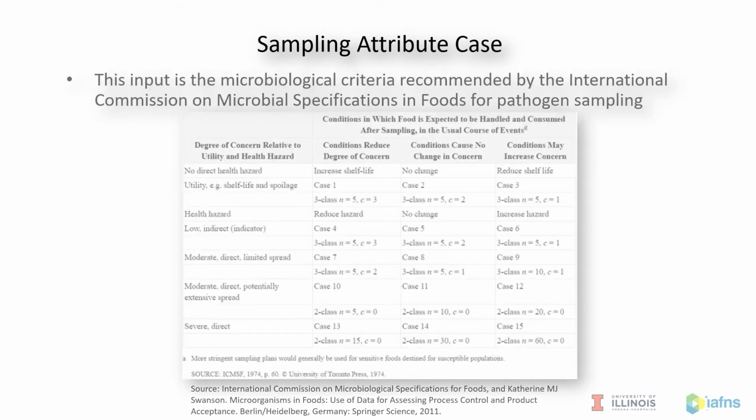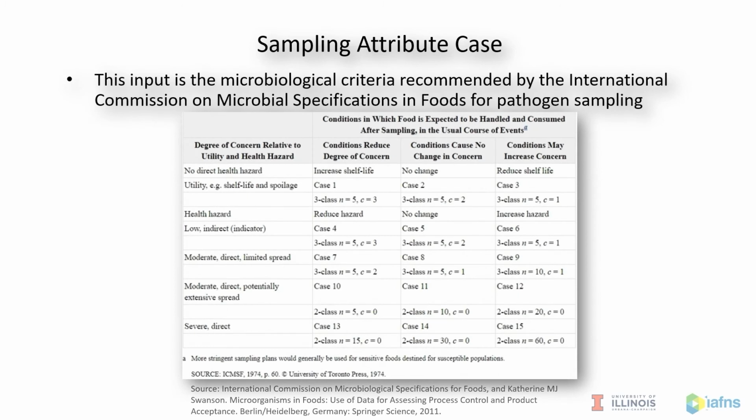Then we have the sampling attribute case. This input is the microbiological criteria recommended by the International Commission on Microbial Specification in Foods for pathogen sampling. For this input, the user can select the sampling case according to the ICMSF recommendations. For zero tolerance organism, the user can select cases number 13, 14, or 15.